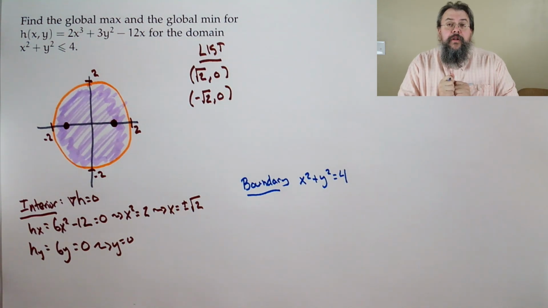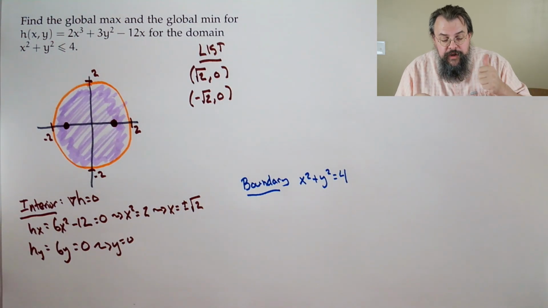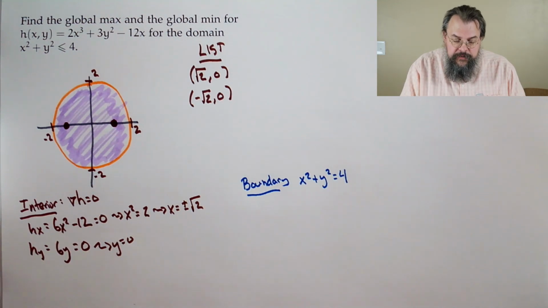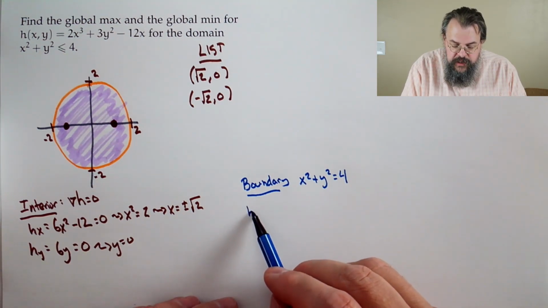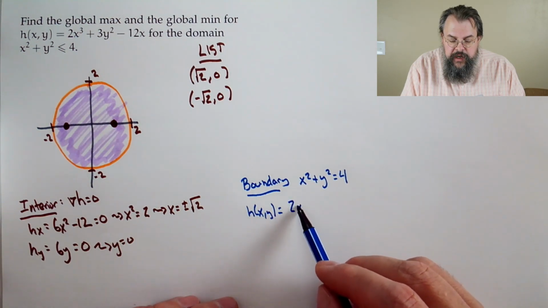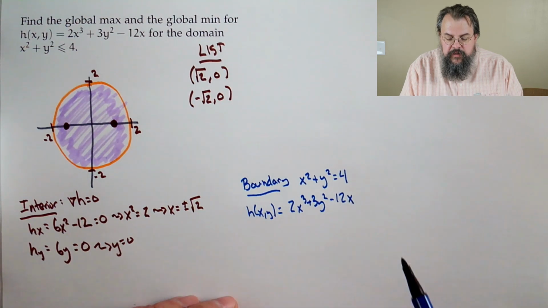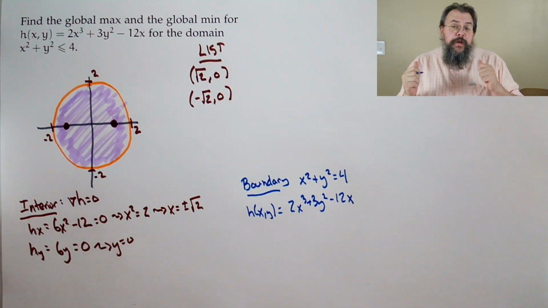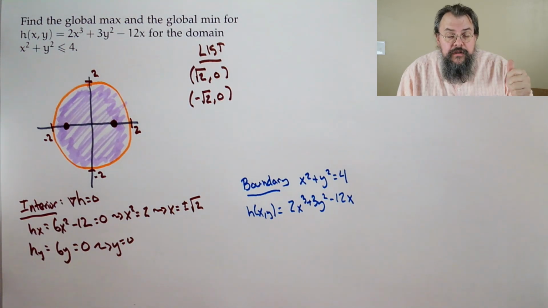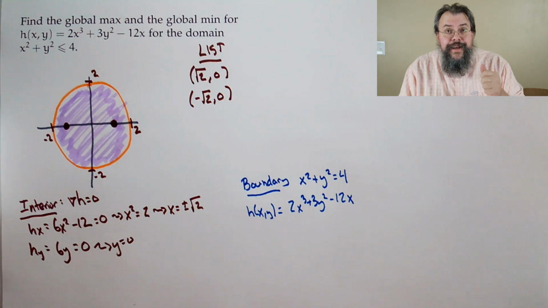Now, remember the goal. When we're working on the boundary, what we want to do is reduce our function to a function of one variable. Look at our function. Our function, h of x y, looks like 2x cubed plus 3y squared minus 12x. And now we say, can we use the fact that we're on a boundary to knock it down to one variable? And I claim, yes.